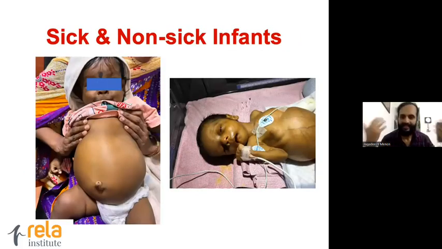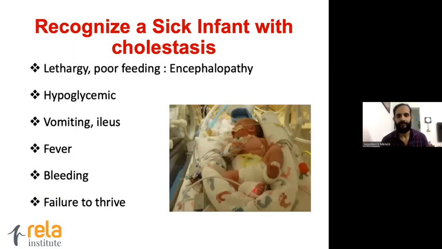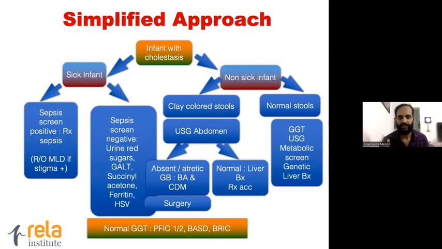Strikingly, we can see who is sick and who is non-sick. The kid on the left side of the screen is obviously a non-sick child who is smiling. The child on the opposite side is quite sick. A child who is not feeding well, who is lethargic, encephalopathic, hypoglycemic, has active fever, bleeding from sites, and severe failure to thrive is defined as a sick child.